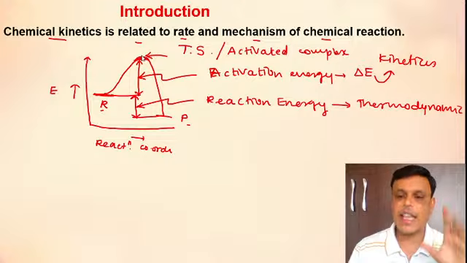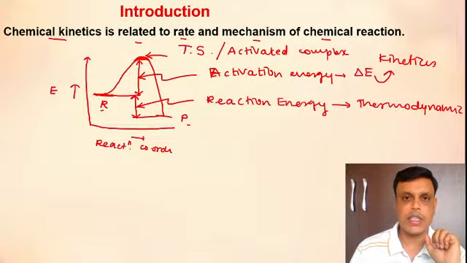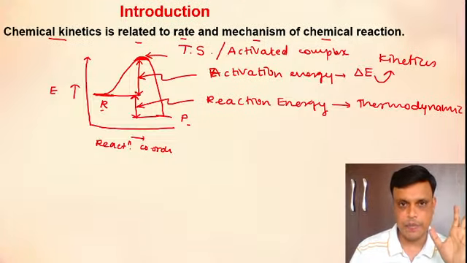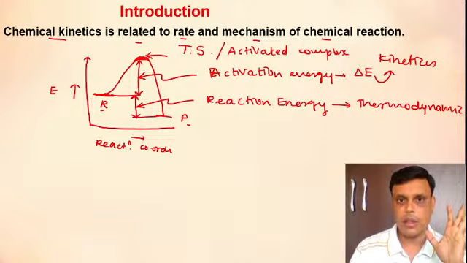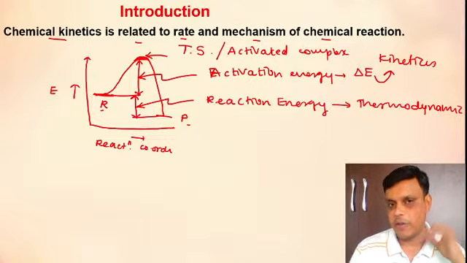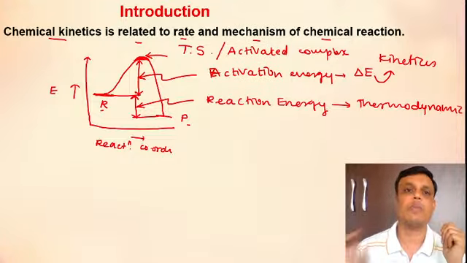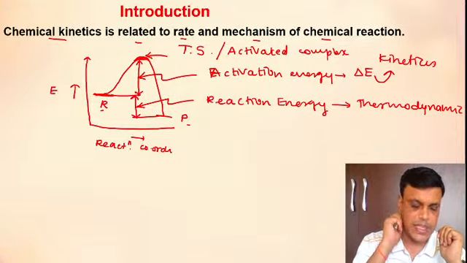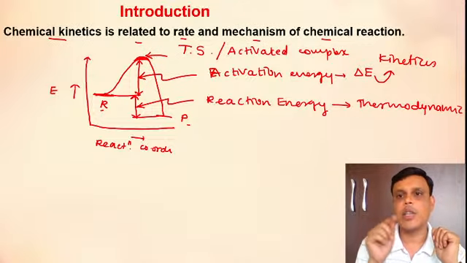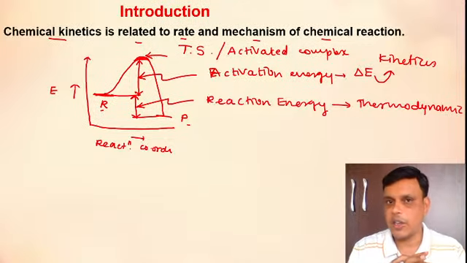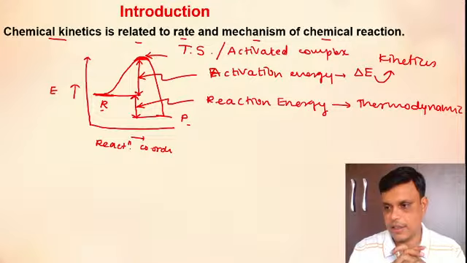So please write this down: greater the activation energy, slower will be the rate of reaction. Activation energy and rate of reaction are inversely proportional to each other. Activation energy, that is delta E, is inversely proportional to the rate, velocity or speed of reaction.